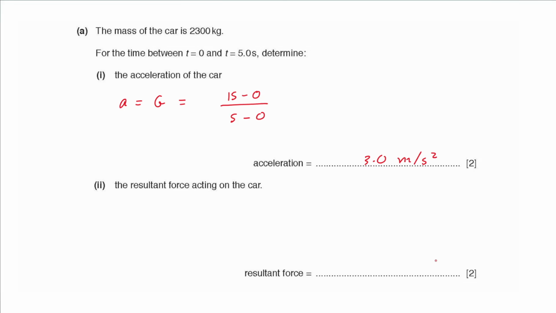Part B I says calculate the resultant force acting on the car. The resultant force here is equal to mass multiplied by acceleration. And we have the mass given in the question, 2,300, then we multiply that by 3. We get a value of 6,900 newtons.